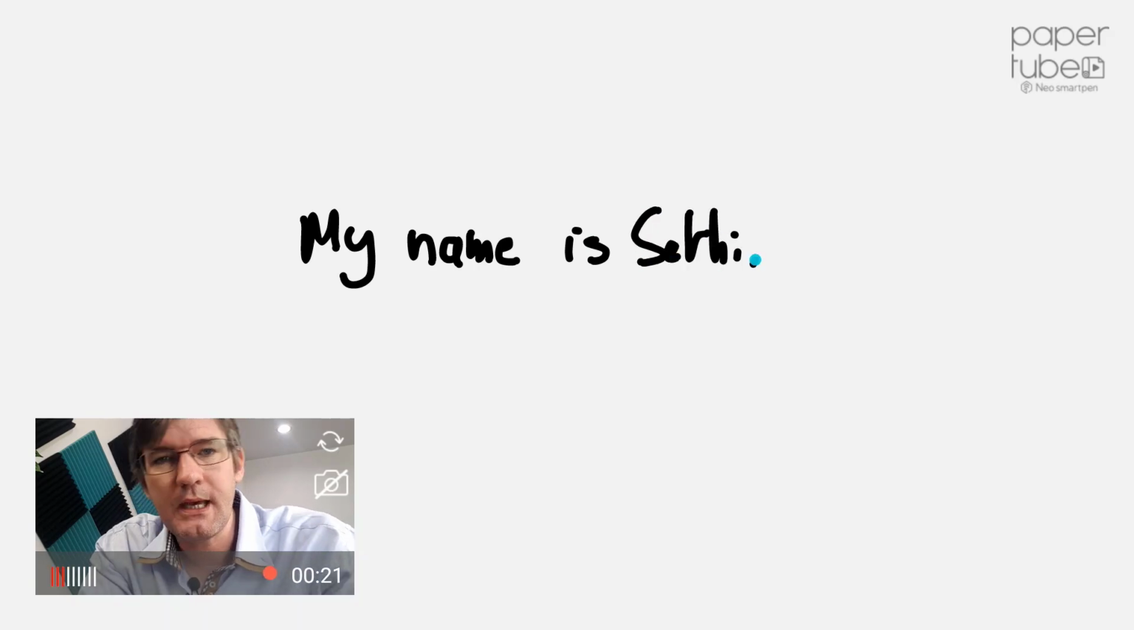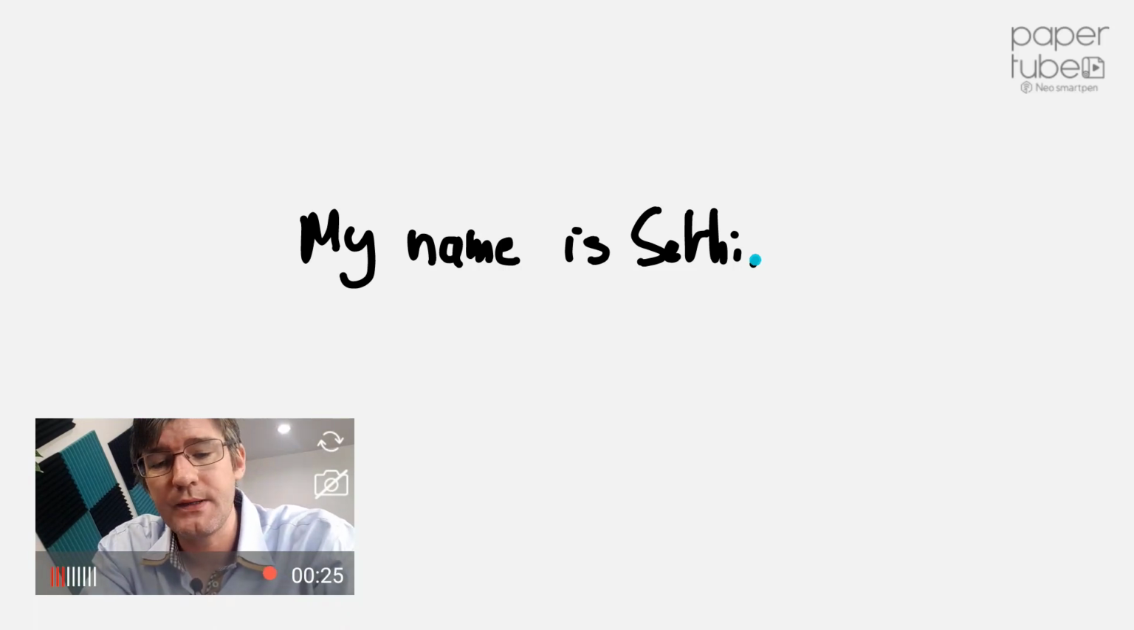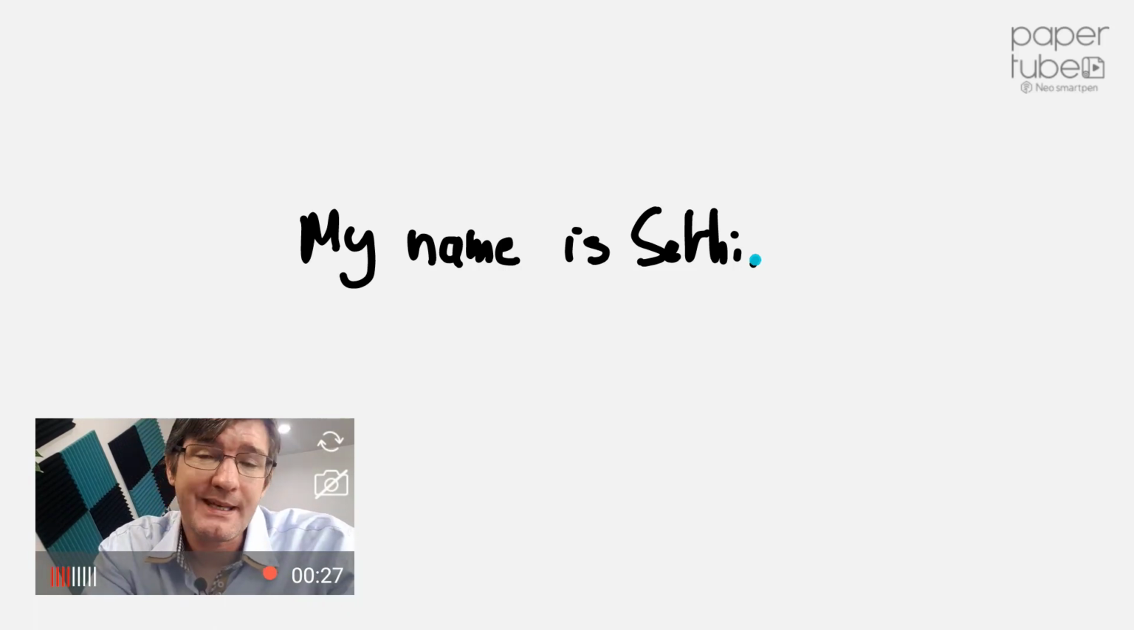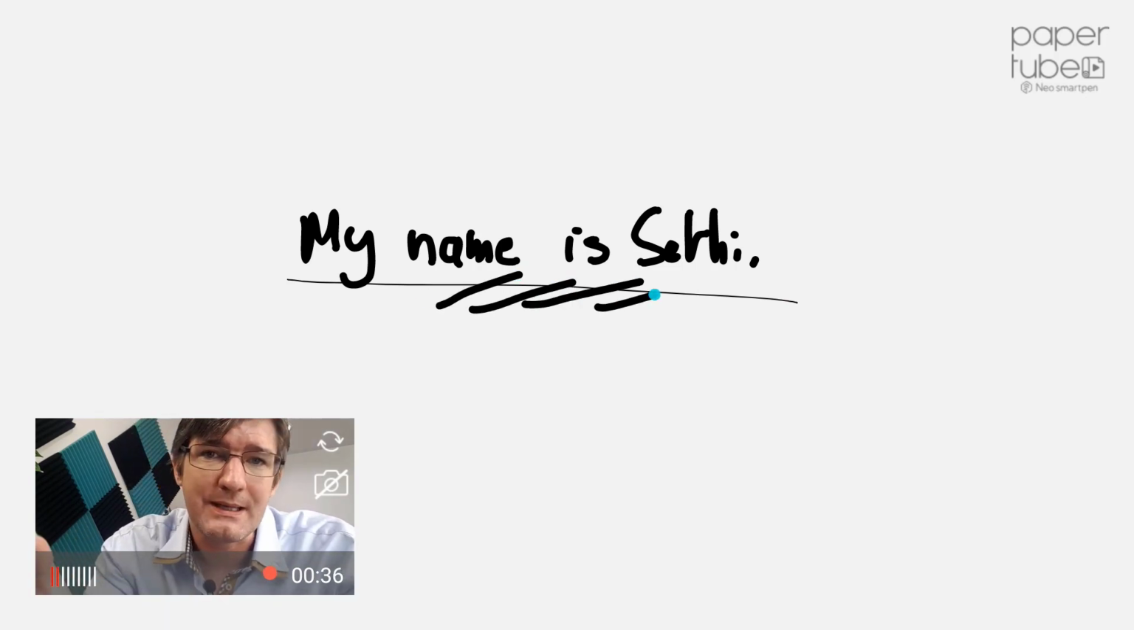So as you can see, everything I write gets immediately digitized within the app and it turns it into a little video. Now I can also change the width of my text, so I can make it thinner. There we go, we have a nice thin line, or I can make it very thick and then make sure that everyone really sees this.